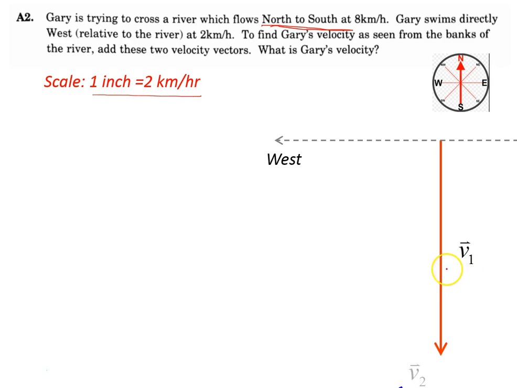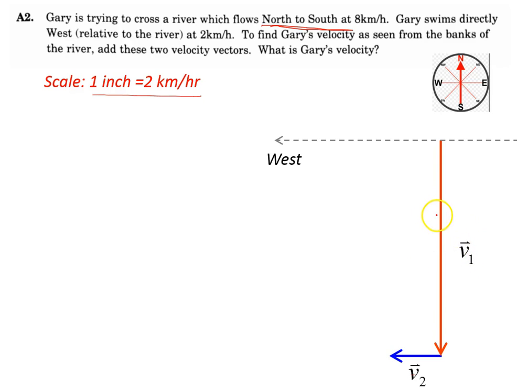Okay, so here is what Gary's doing in the water. Relative to the water, he's going straight across, but of course he's not going to go straight across because the river's carrying him downstream. So what would be the combined velocity of his velocity through the water plus what the water is doing as it flows down the river?